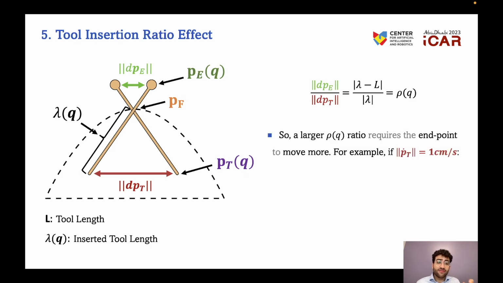So if we wanted to move the tooltip at a rate of 1 centimeter per second, then if we had an insertion ratio of 5, that means we'd have to move the end effector at a rate of 5 centimeters per second. Meanwhile, if we had an insertion ratio of 1, meaning that the length of the tool that is inside the patient's body is equivalent to that which is outside the patient's body, then we'd only have to move the end effector at a rate of around 1 centimeter per second. And it's quite obvious that if we had to move the end effector less, then the RCM constraint error is more likely going to be lower than if we ended up moving it more.